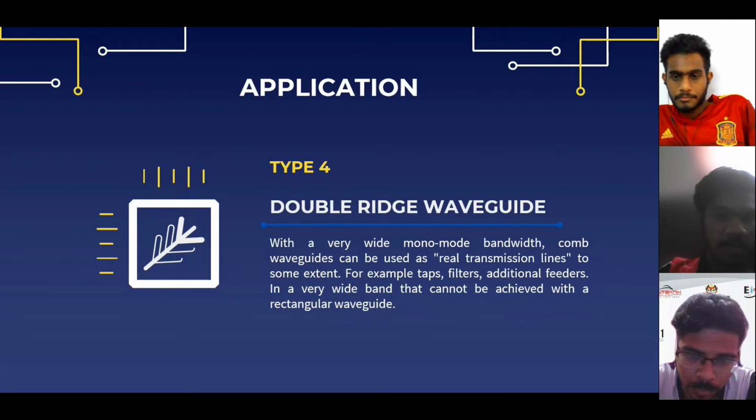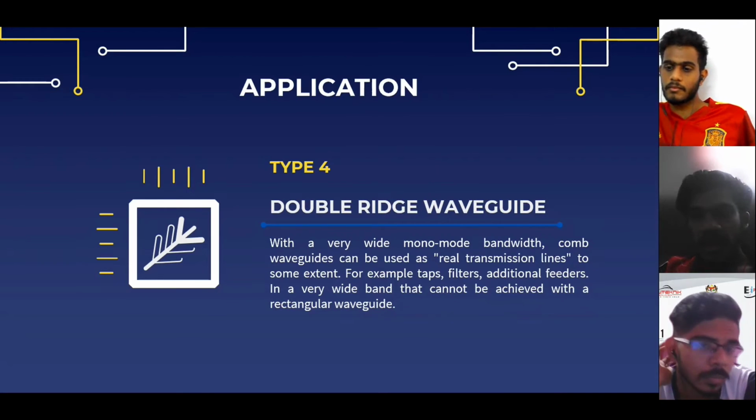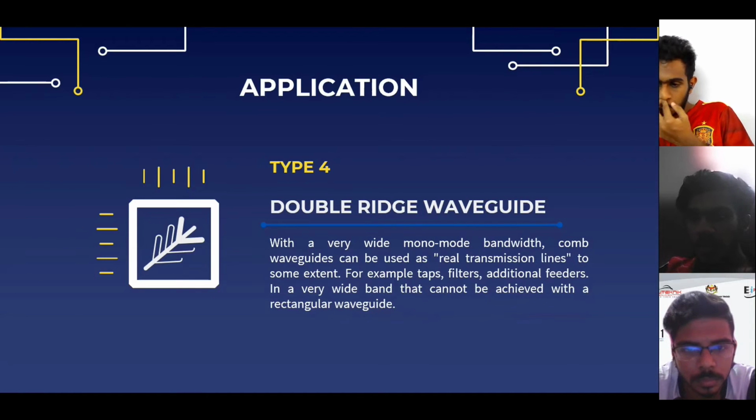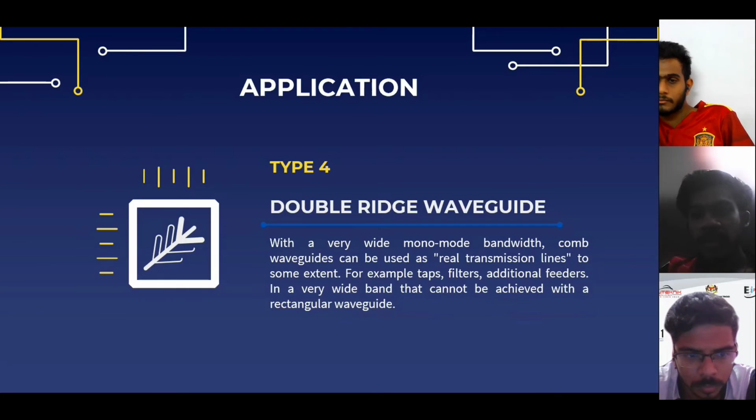On to the next, the double ridge waveguide. A rectangular waveguide with a ridge from the top and bottom wall is called a double ridge waveguide, which is two rectangular waveguides, up and down, called a double ridge waveguide.